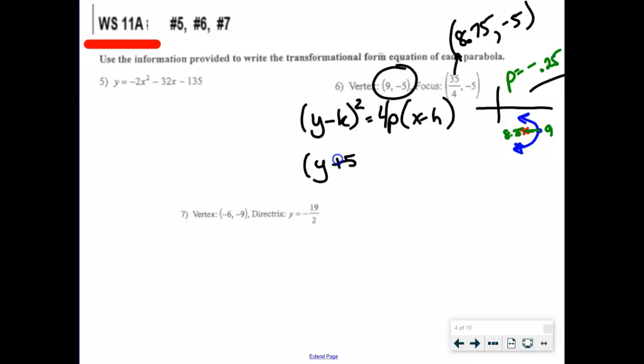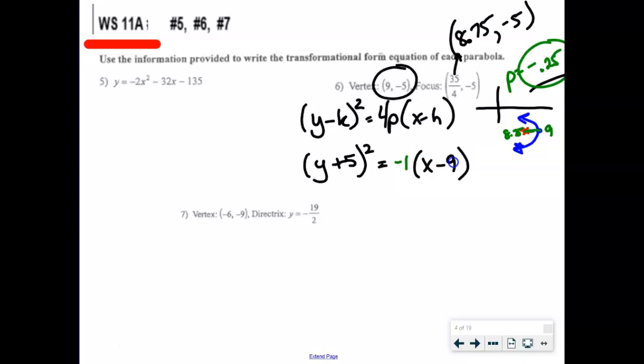-5, so this becomes y plus 5. The most common mistake I see with these kids is sticking the h and k in the wrong spot. Very frustrating. All right, 4 times p. Well, 4 times -1/4 is going to be -1. Very good. And then x minus h would be x minus 9.